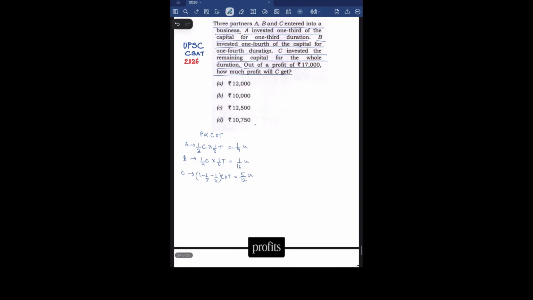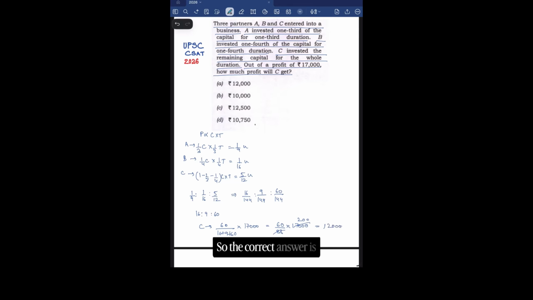So the ratio of their profits will be 1/9 is to 1/16 is to 5/12. Taking the LCM of the denominators, we get 16/144 is to 9/144 is to 60/144. So the ratio of their profits will be 16 is to 9 is to 60. So C's share will be 60 upon (16 plus 9 plus 60) into 17,000. So it will be equal to 60 upon 85 into 17,000. Simplifying this, we get the profit as 12,000. So the correct answer is option A.